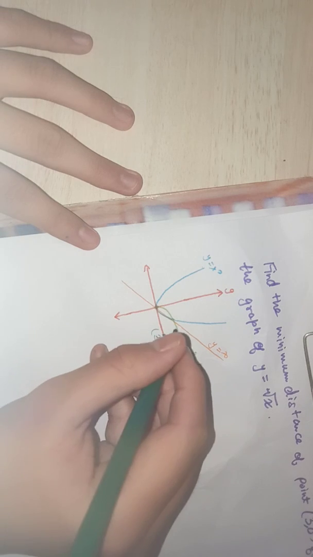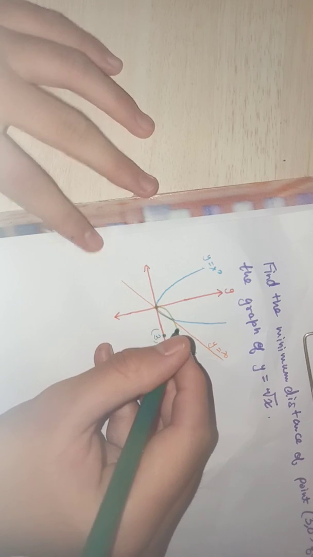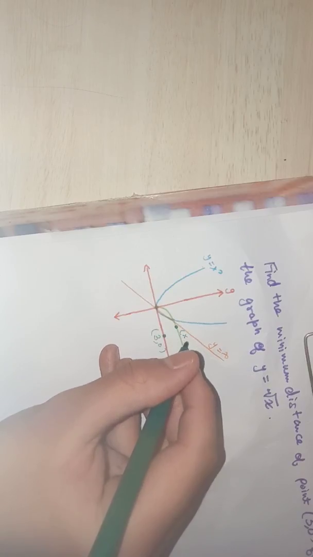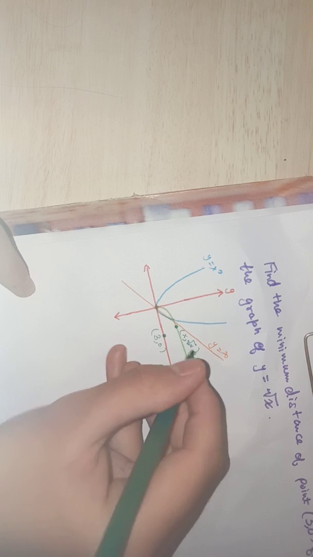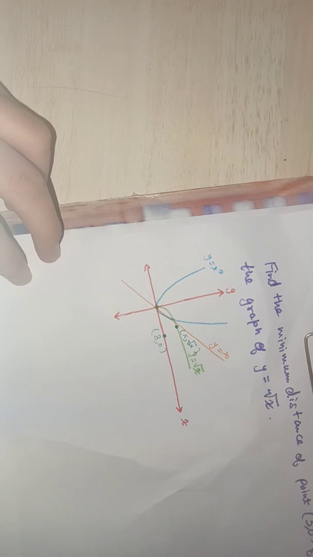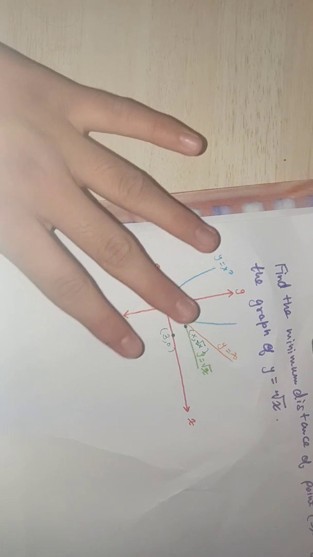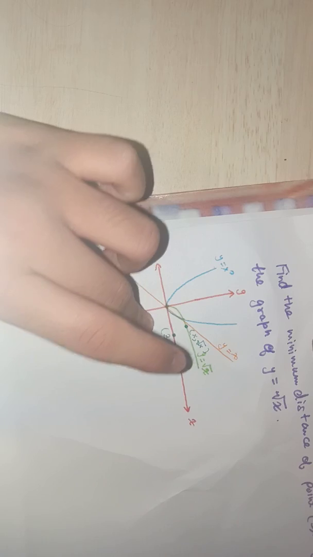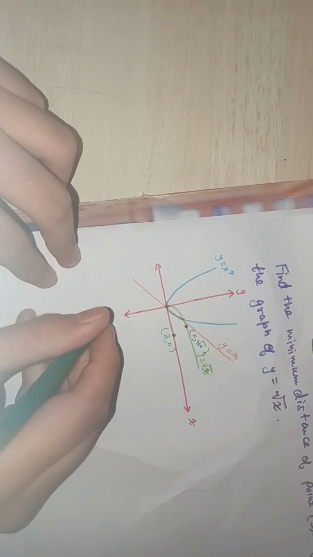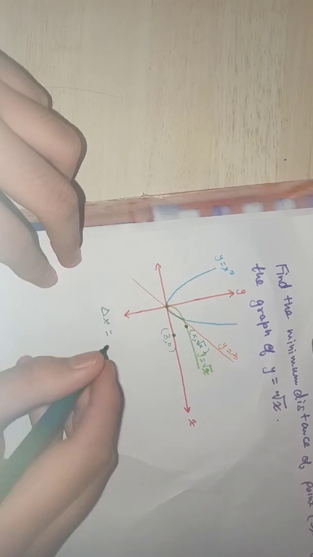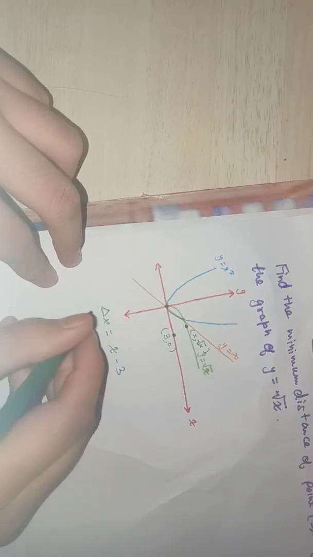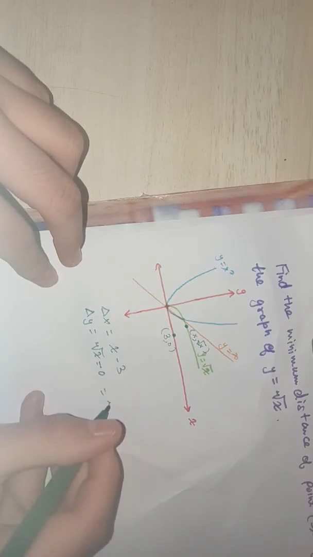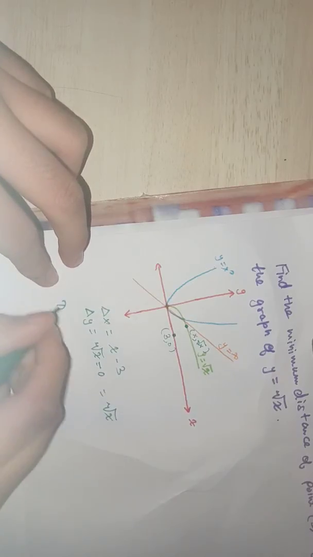Essentially, if there is a point on this graph that is some distance away from this, the coordinates should be (x, root of x), because y equals root of x. Now let's use the distance formula to find the distance between this point (x, root of x) and (3, 0). What's the change in x? That's x minus 3. What's the change in y? That's root x minus 0, which is just root x.